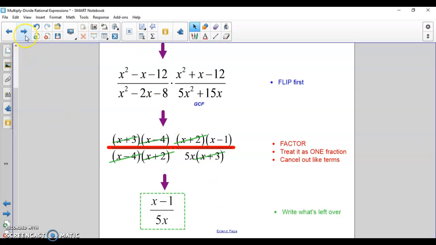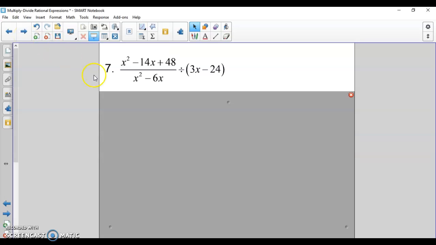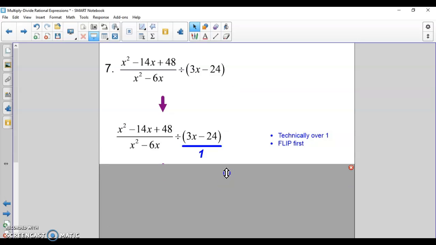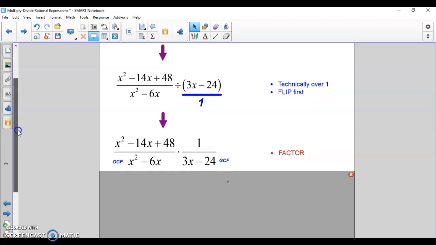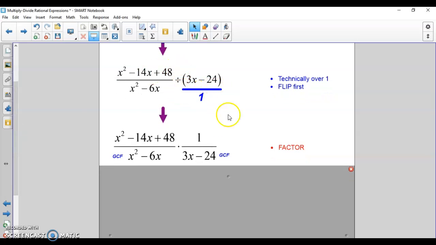Last one, little twist in this one. Alright, now I'm going to show this in a couple steps here. We have this fraction, similar to what we've seen before, but we're dividing here. Be careful. That is technically over 1. You flip first, so it's technically over 1, and I'm going to flip this, so it becomes this. There we go. 1 over 3x minus 24. It starts over 1, you flip it, it becomes 1 over that.